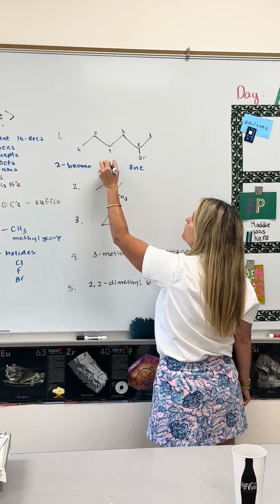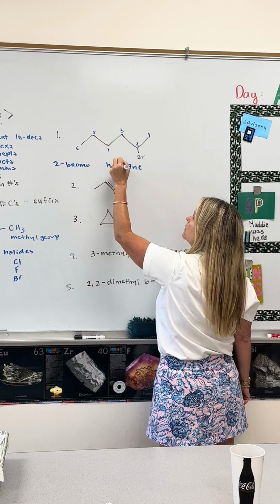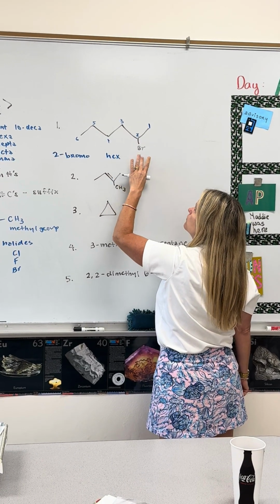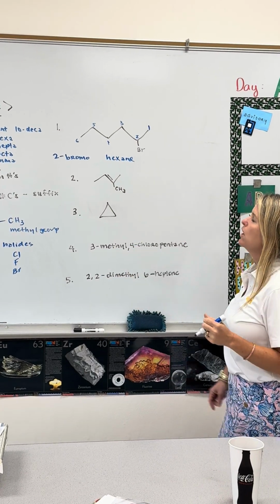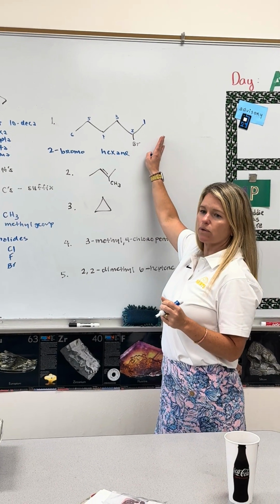We said 6, so the prefix here is going to be hexane, and that should be move this over a little bit. So we don't need a space there, but that's just because I didn't have room. Okay, so 2-bromohexane is what that thing would look like.